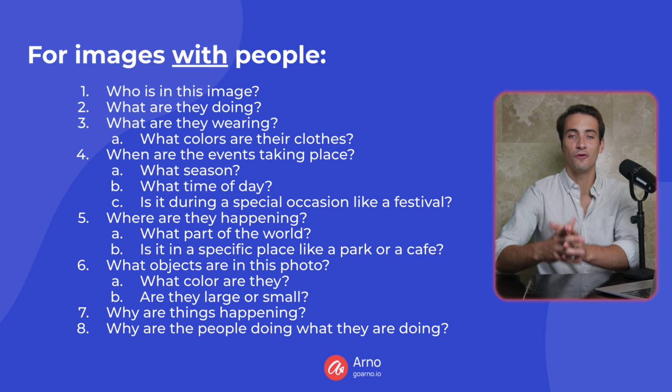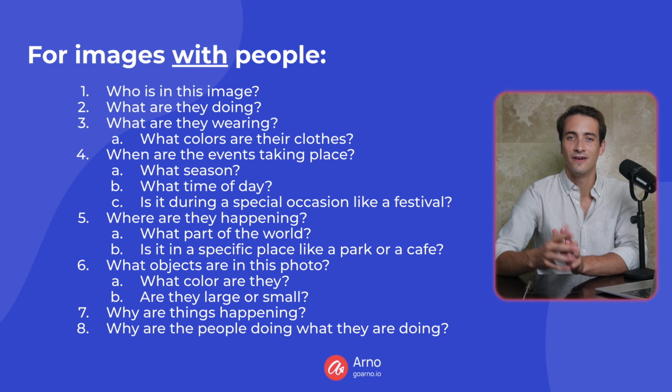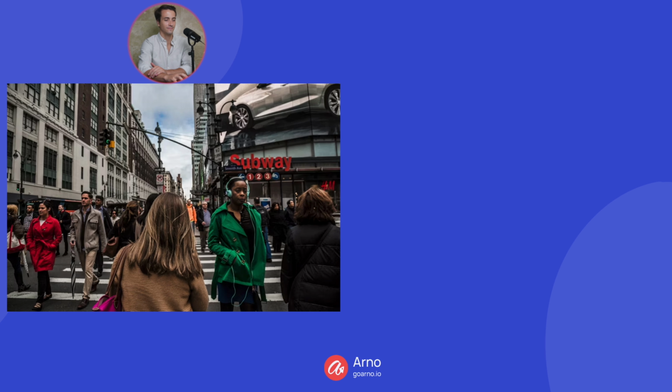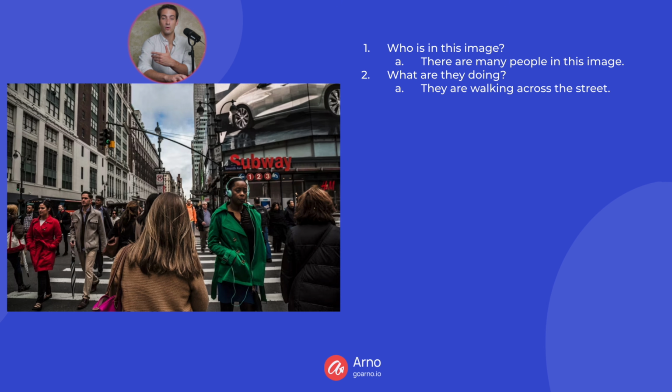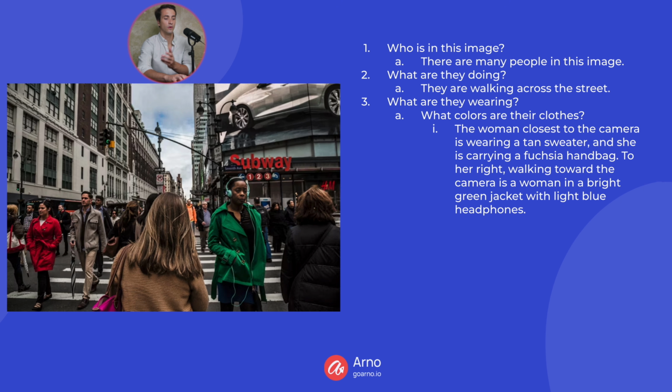So to see how useful this W question strategy is, let's go through some examples together. Let's take this image. Who is in this image? There are many people in this image. What are they doing? They are walking across the street. What are they wearing? What colors are their clothes? The woman closest to the camera is wearing a tan sweater, and she is carrying a fuchsia handbag. To her right, walking toward the camera, is a woman in a bright green jacket with light blue headphones.